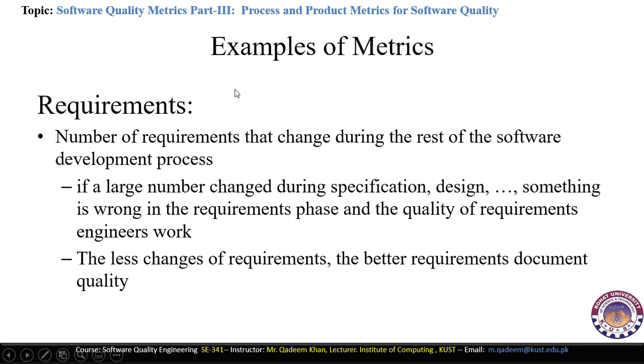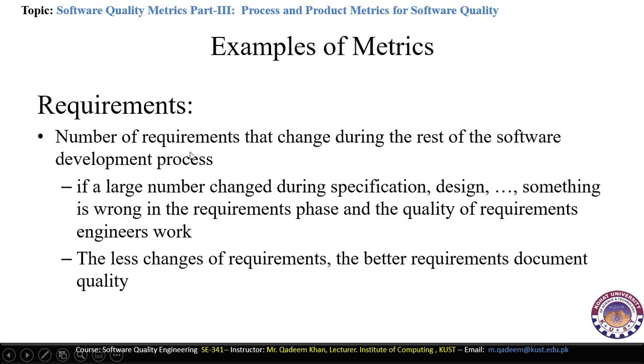Now here we are going to discuss a few examples of the matrix. First one is the requirements matrix. These are matrices which are used in the requirements collections. The number of requirements that change during the rest of the software development process indicates how efficient our software requirement analysis team is at collecting the requirements of the products. If a large number of changes occur during the specification, design, coding, testing, and maintenance, something is wrong in the requirement phase, and with the quality of requirements engineering.